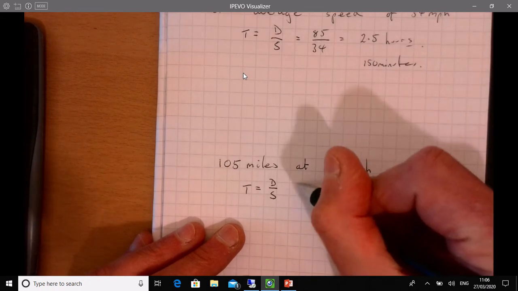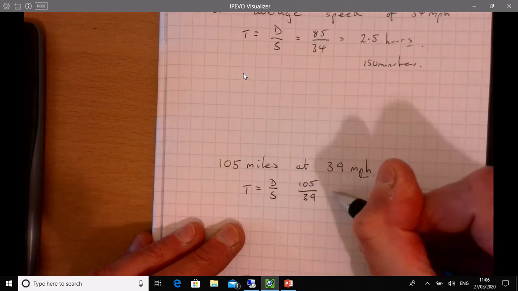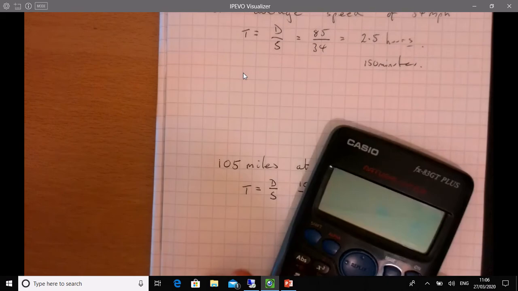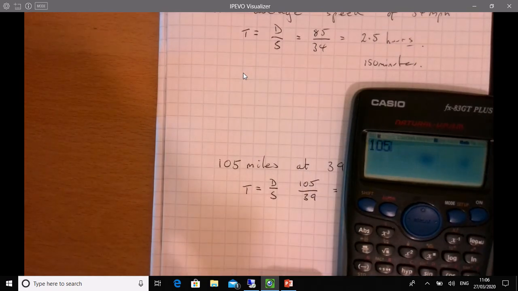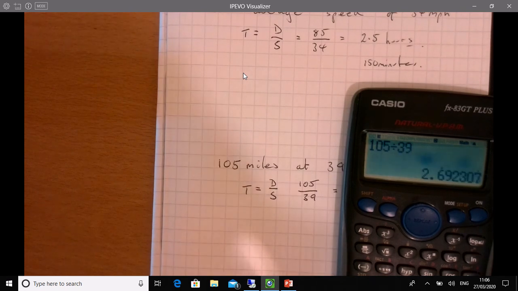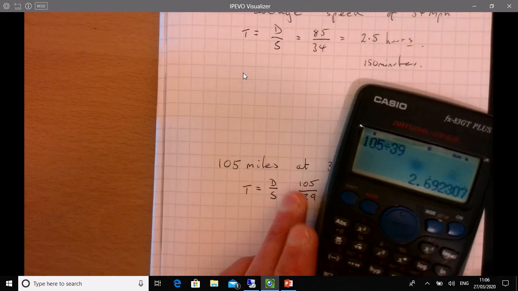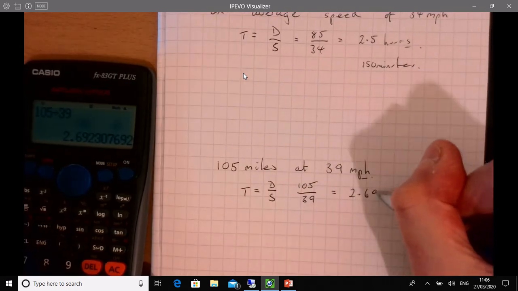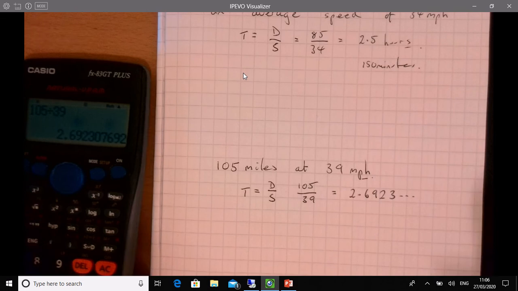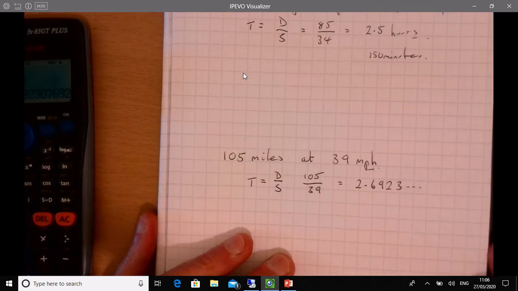So let's pop these things in. The distance is 105, and I'm going to divide that by 39. I don't know what that's going to be, so let's quickly pop it into my calculator. We've got 105 divided by 39, and I've got it as a fraction there, a horrible number, 35 over 13. Let's write that. We've got 2.6923, and there's a little bit more of a number just there. Maybe I should have written it down as a fraction.